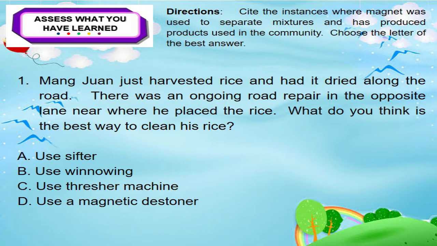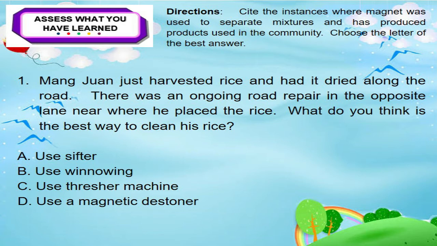Now let's have the post test. Direction. Cite the instances where magnet was used to separate mixtures and has produced products used in the community. Choose the letter of the best answer. Number 1. Mang Juan just harvested rice and had it dried along the road. There was an ongoing road repair in the opposite lane near where he placed the rice. What do you think is the best way to clean his rice?